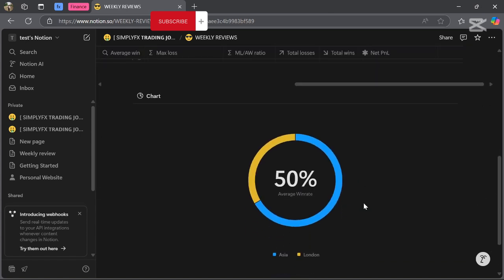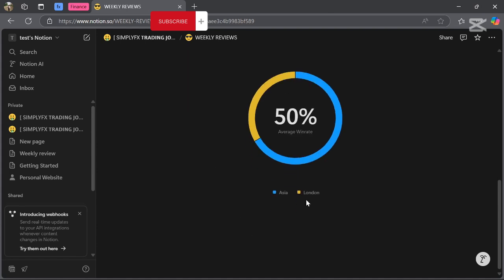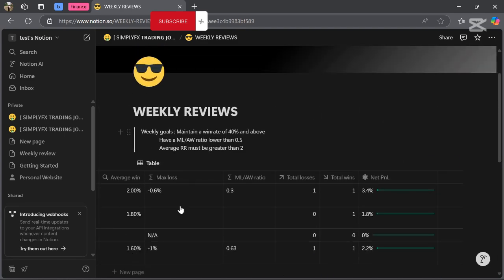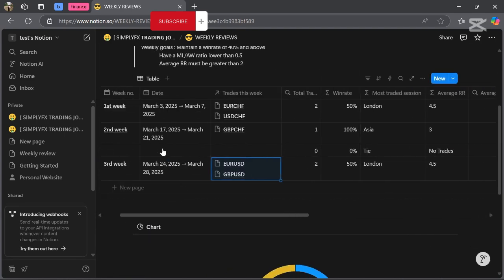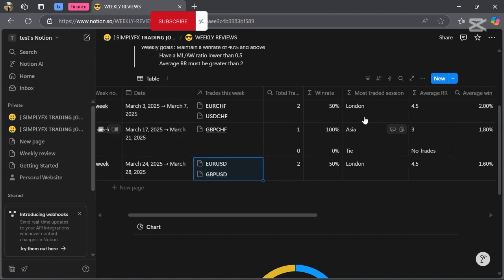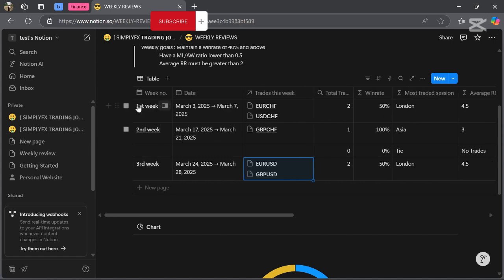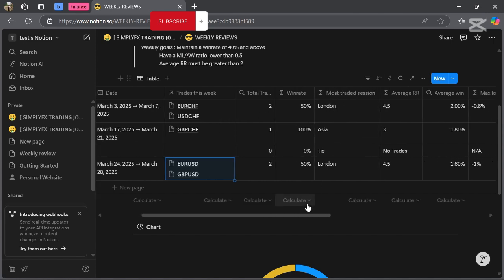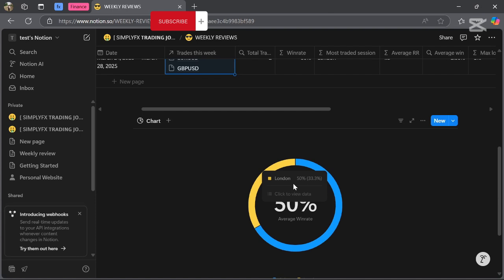So this pie chart is just a visual presentation of your average win rates across different sessions. This is just to help you know, okay, which session does my strategy work best at. So we have two for now, Asia and London, and it changes when you have more wins on certain sessions. The only reason why it's Asia and London is because our most traded sessions for the week are London and Asia. If we had a New York session, it would also be included in this pie chart.